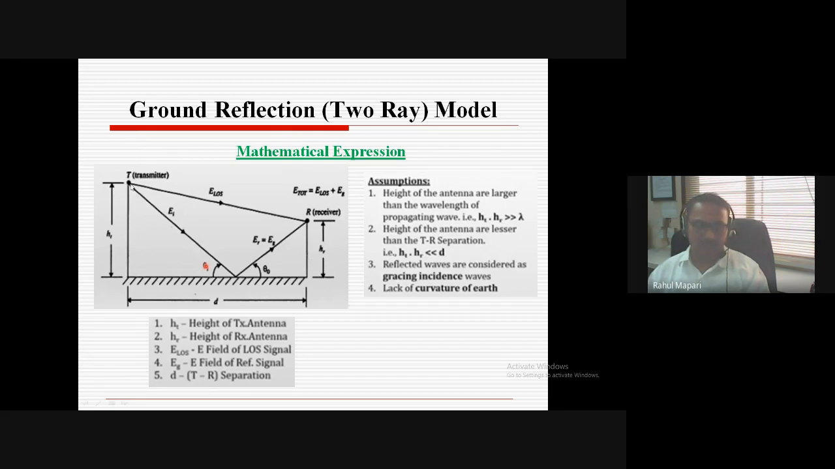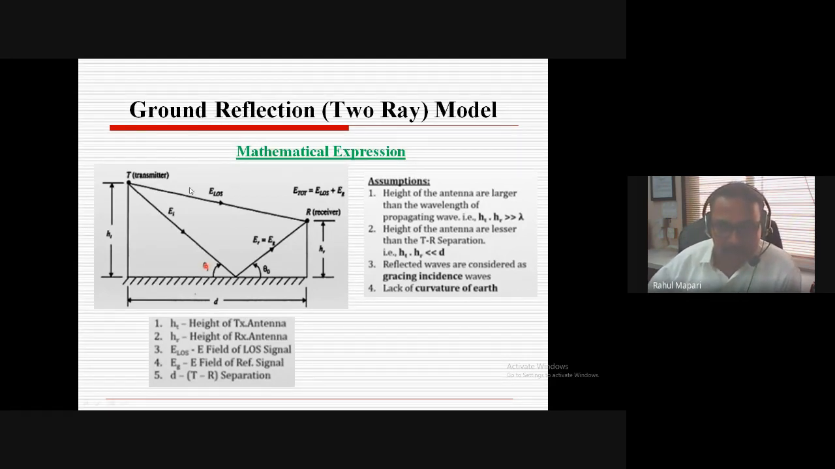Now, from transmitter, two kinds of signals are transmitted. Or we can say at the receiver, two kinds of signals are received. One is line of sight. You can see this one. Directly from transmitter to receiver, it is called a line of sight signal. That signal we call ELOS, means electric field of line of sight signal. And the second signal is a reflected signal, or you can say refracted signal or scattered signal, any kind of signal. So this signal goes to the ground and from ground to receiver. This is only a representation of different kinds of signal, whether reflected, refracted or scattered. So two kinds of signals are received at the receiver. One is line of sight and the second one is the other signals. That's why it is called a two-ray model.